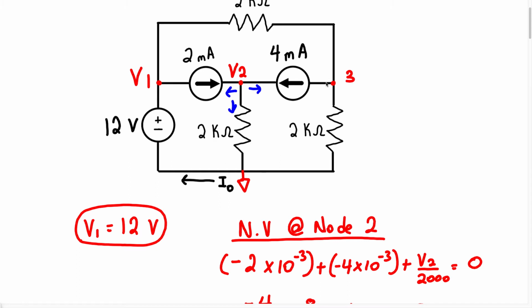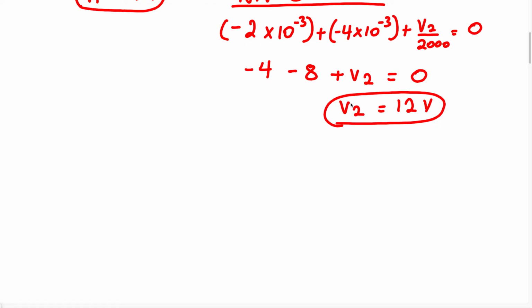So let's find the voltage at node 3 now, right? So we want the voltage at node 3. Because we don't have any voltage source in a branch by itself, we're just going to write the node voltage equation.